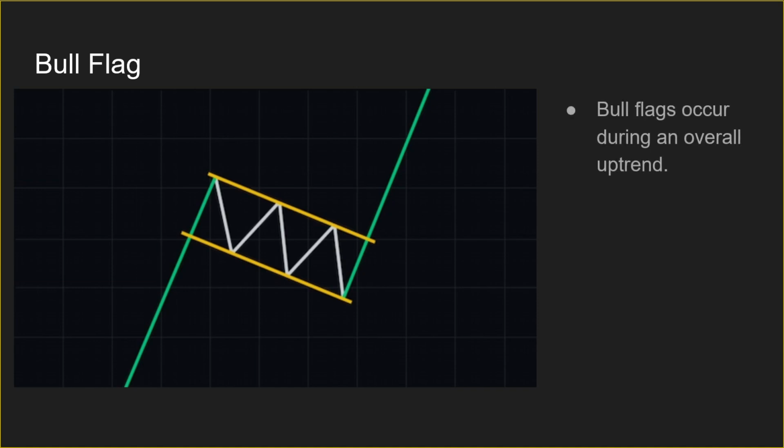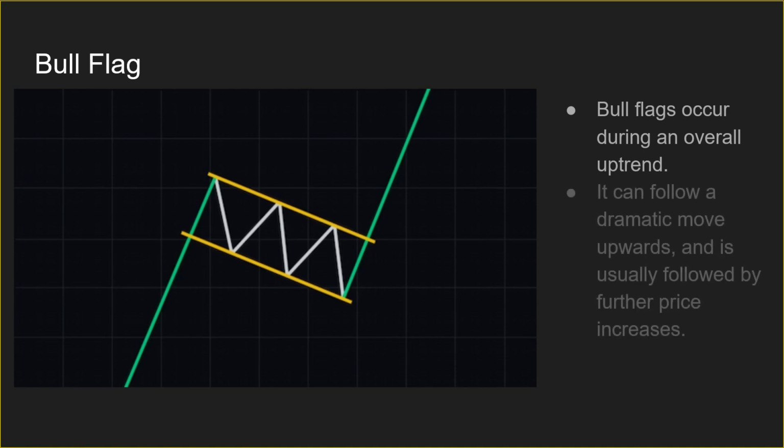In this particular case, bull flags occur during an overall uptrend, increasing prices. It can follow a dramatic move upwards, so maybe some sort of spike upwards, and then there's some sort of period of consolidation. Prices are starting to stabilize, and it's usually followed by further price increases after the flag.